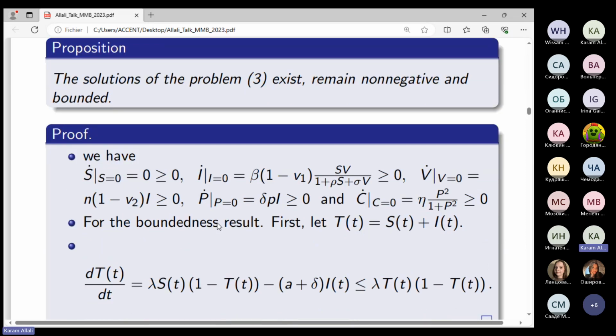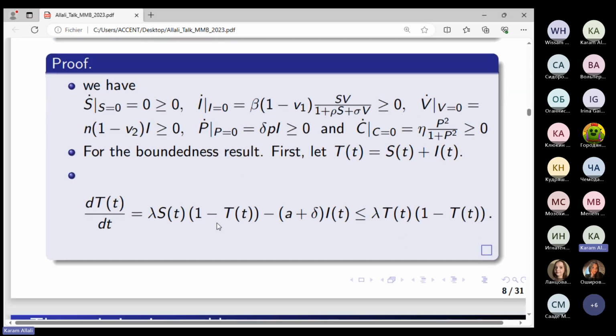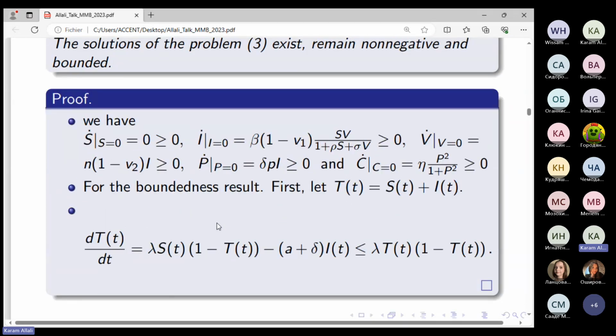For the boundedness result, we can add the first two variables, and by derivative we have that the derivative of the summation of susceptible and infected is lower or equal to lambda t (1 minus t), which gives us the boundedness of the variables. We can replace this in the other equations, and we have the boundedness of all variables. So we can say that the problem is well posed.